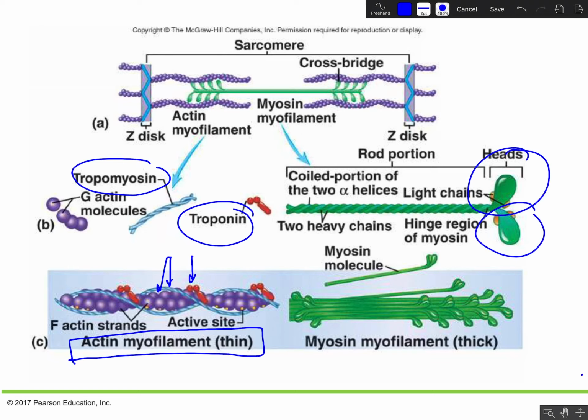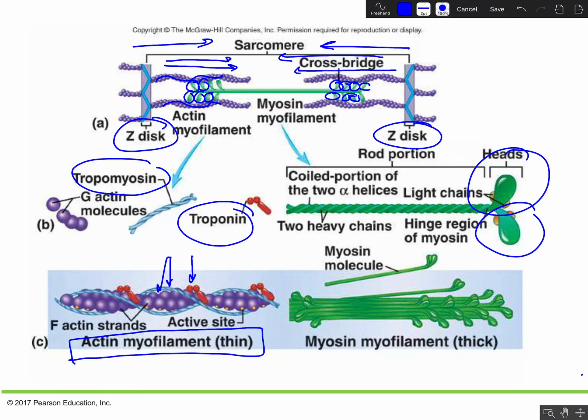What's going to happen is these myosin heads will grab onto the actin and pull this actin molecule this way. These heads over here will pull on these two actin strands and drag them this way. Now this actin is attached to Z discs on each side. If the myosin heads grab onto the actin and pull them towards the center line, the whole sarcomere will shorten. And this is how your muscle contracts.